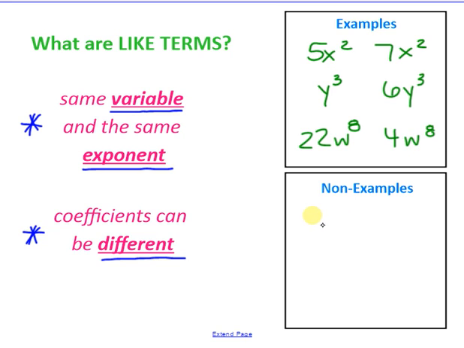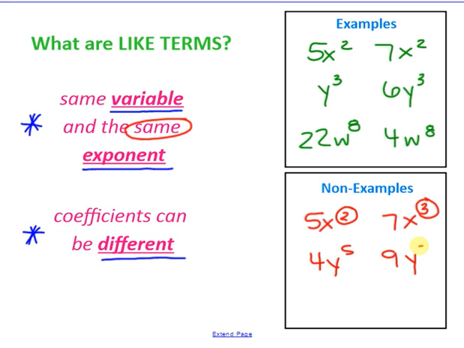Let's talk about some things that are not examples. If I had 5x squared and I had 7x to the third, this would not be like terms, and the reason why is because the exponents are different. The exponents cannot be different. They have to be the same. Another non-example would be 4y to the 5th and 9y to the 7th. Again, our exponents are different here, and we're not allowed to have different exponents.